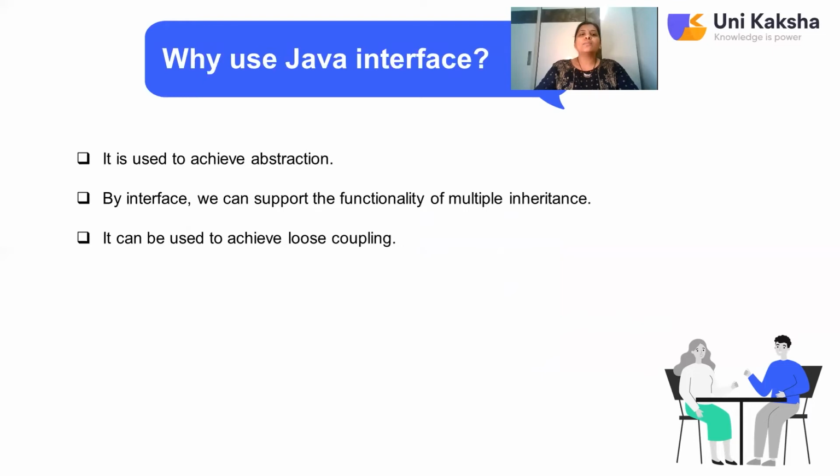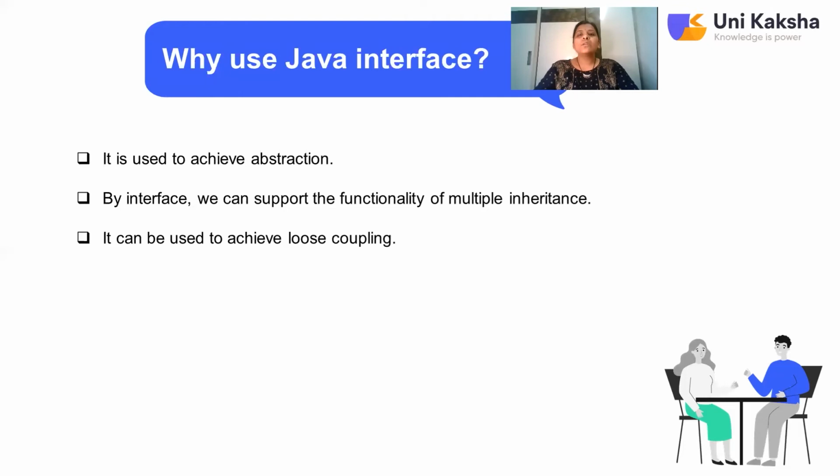The second thing is that by using the interface, Java supports multiple inheritance. Java does not directly support multiple inheritance, as it creates ambiguity. So it is not used directly in the program, but we can achieve the feature of multiple inheritance by using the functionality of interfaces.